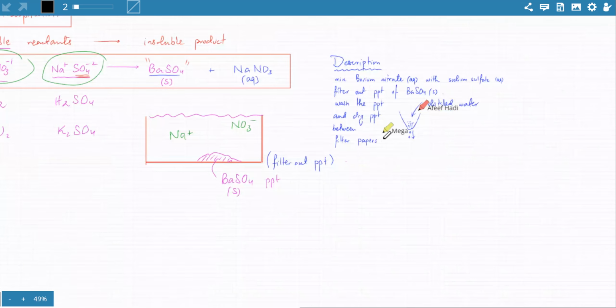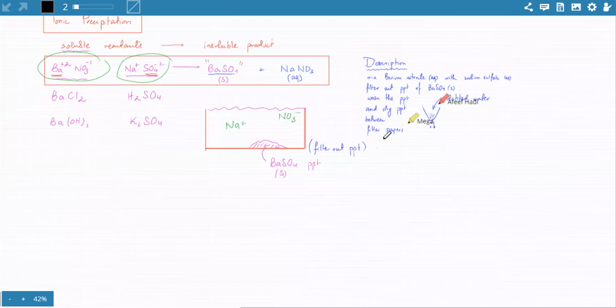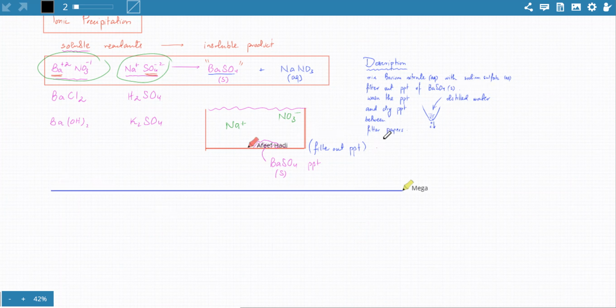So I'm going to give you another compound, and we're going to try and make another insoluble salt. Let's say I'm trying to make calcium carbonate, which is insoluble. So what should I mix?